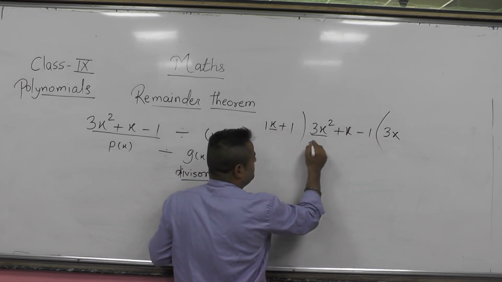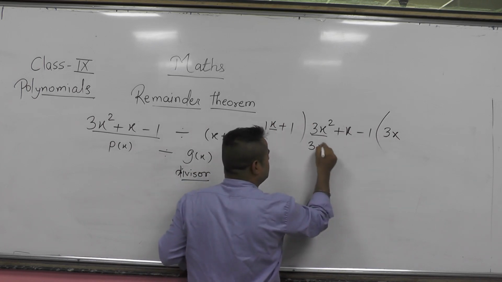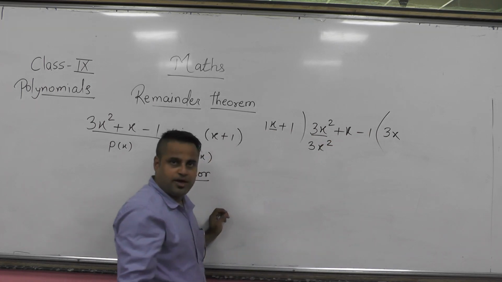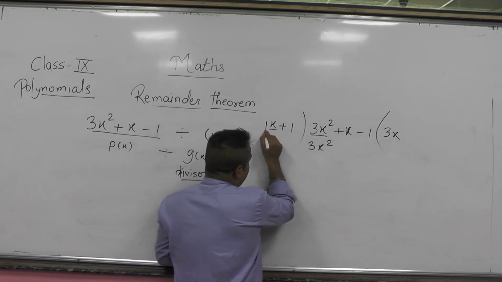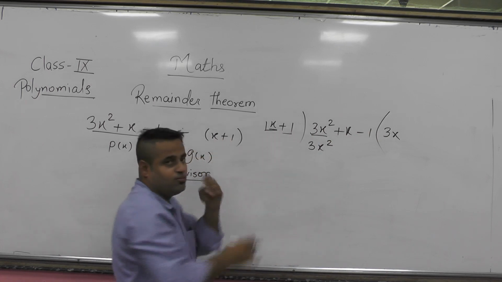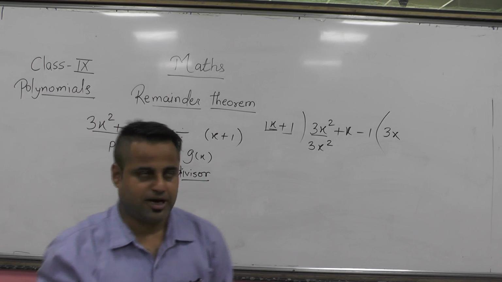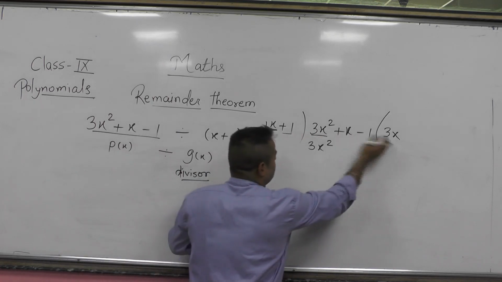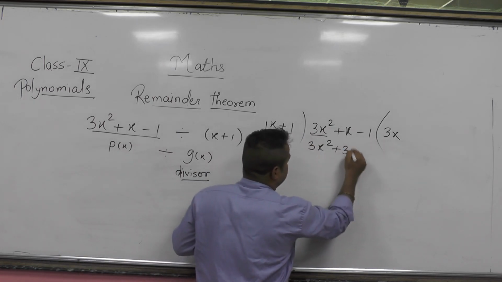3x and 1x, 3 ones are 3 and x becomes x square. Okay. Now, if we multiply it with this first term, we need to multiply it with the second term also, because both the terms will make a polynomial. Okay, right? So we will multiply it with 1 also. 3 times 1 is plus 3.